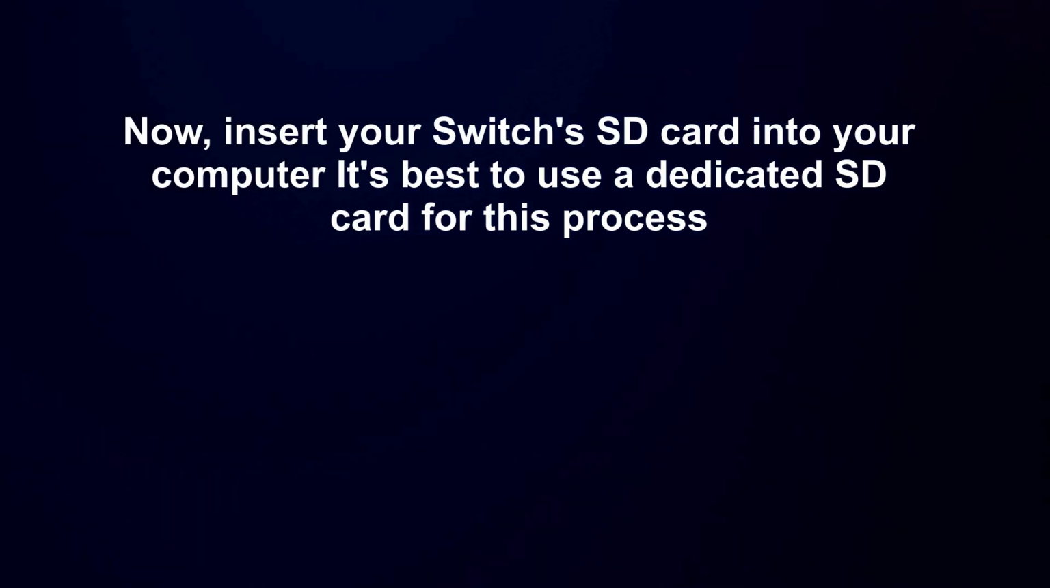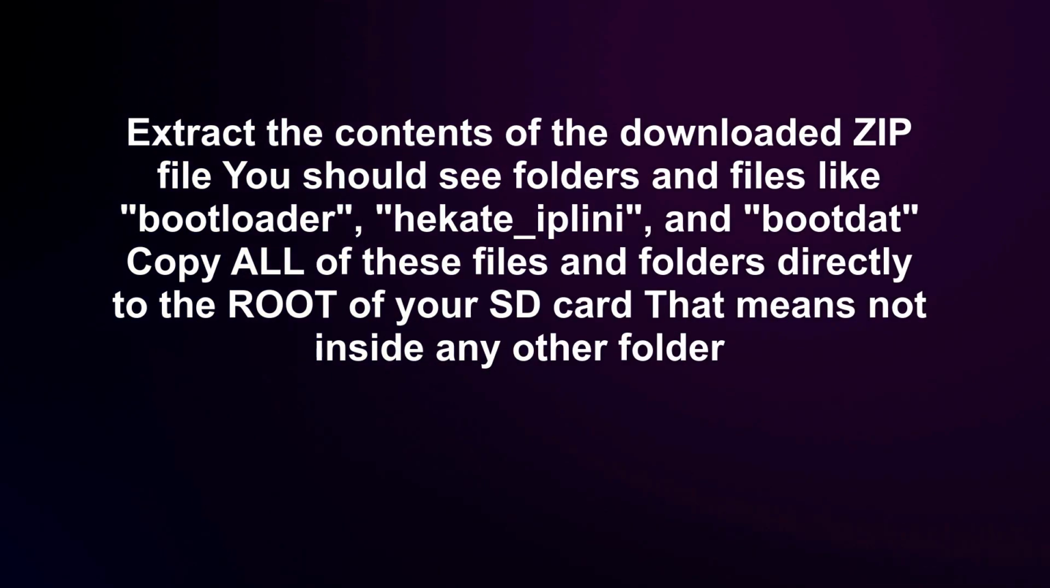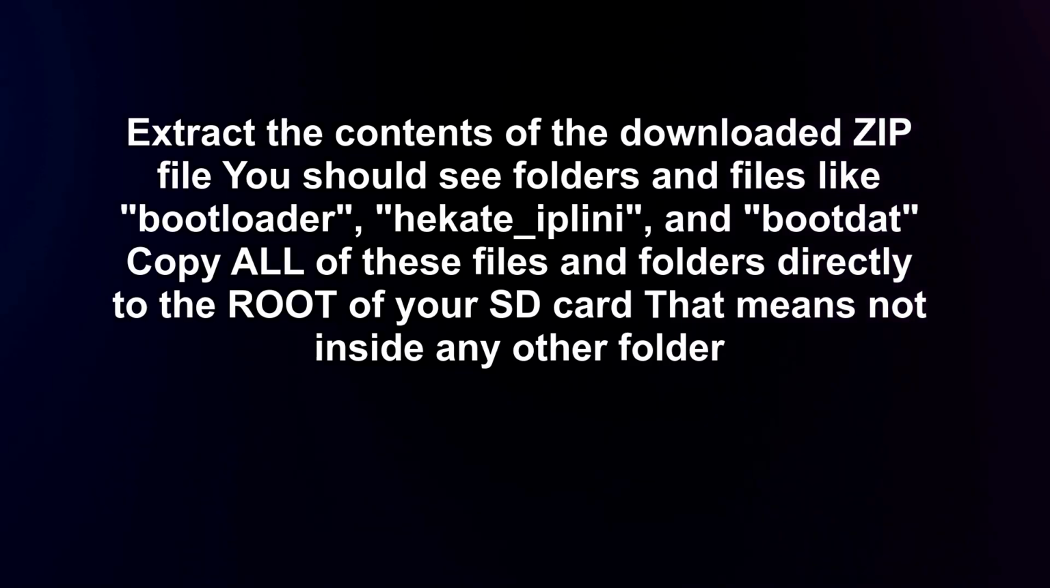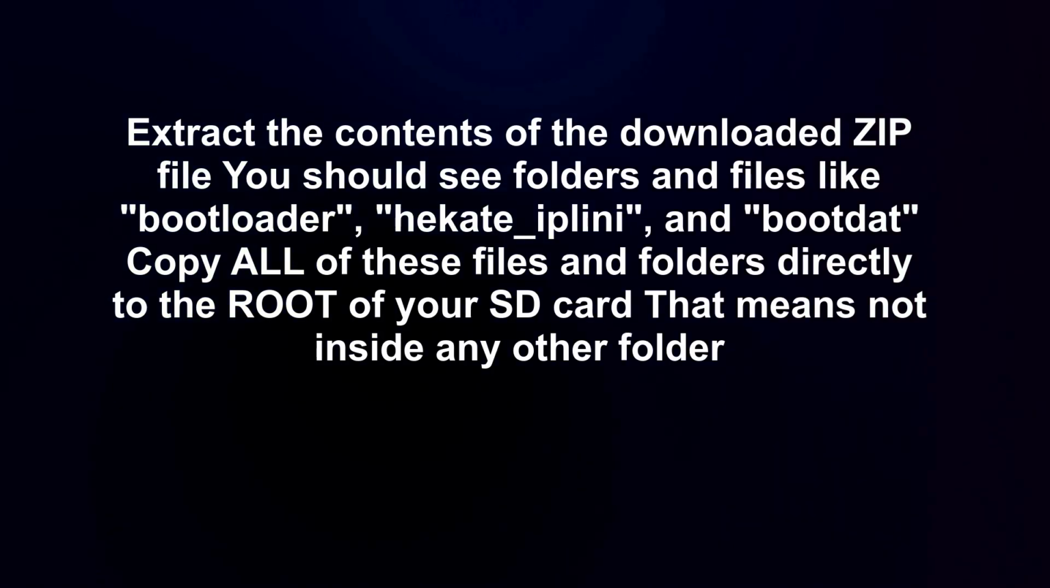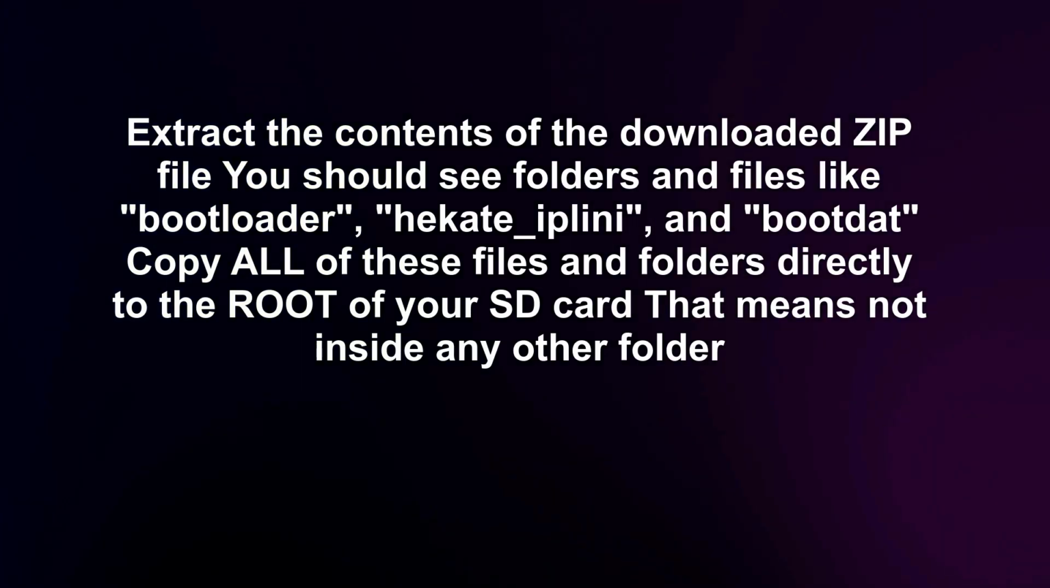Now, insert your Switch's SD card into your computer. It's best to use a dedicated SD card for this process. Extract the contents of the downloaded zip file. You should see folders and files like Bootloader, Hekate_ctcaer, and Boot. Copy all of these files and folders directly to the root of your SD card. That means not inside any other folder.